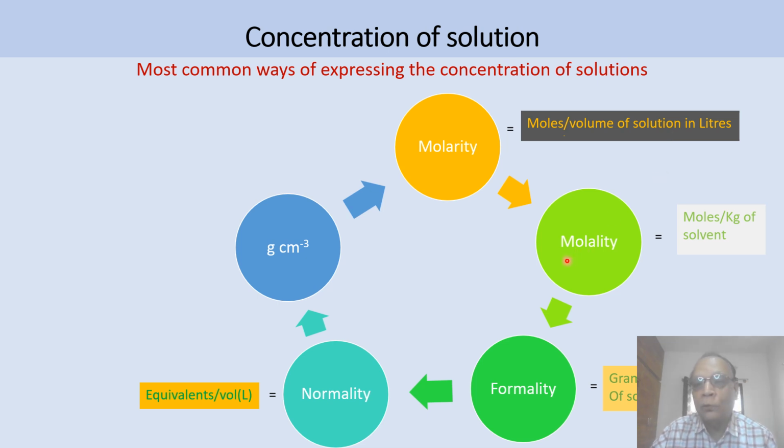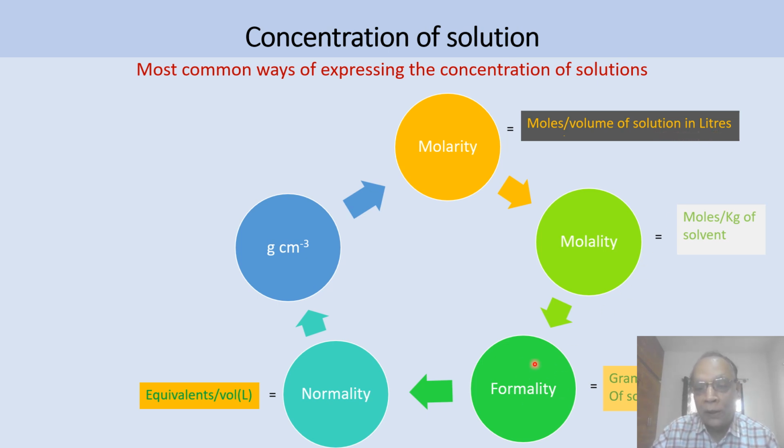The next is molality, which is equal to moles divided by kg of solvent. Here the solvent is measured separately in terms of kg. Here we have volume, here we have kg. Moles remain constant in both. And therefore, since kg of solvent is used here, molality is a better way of expressing concentration. The reason is the mass does not change with temperature, but volume changes with temperature.